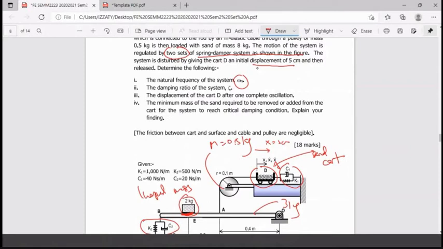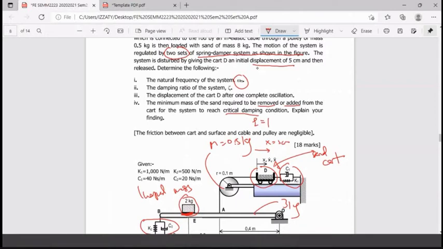So the next one will be the minimum mass of the sand. What will be the minimum mass of the sand to be removed or to be added from the cart for the system to reach critical damping? Simply mean that zeta equal to 1. Explain your finding. The friction between cart and surface, pebble, pulley are negligible. So there is no friction for every parameter here.